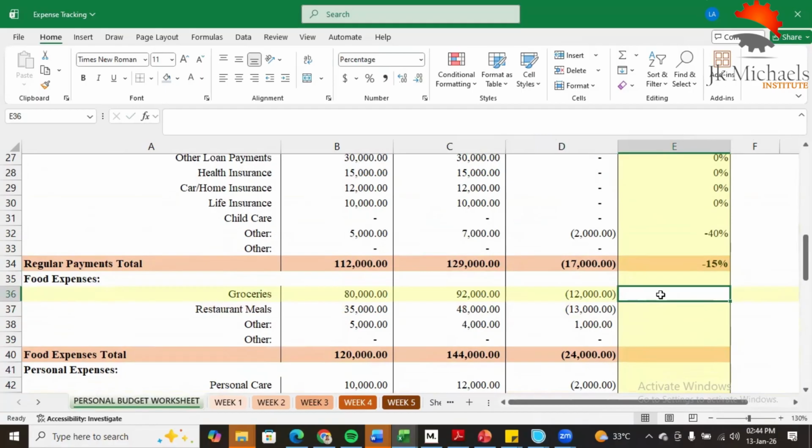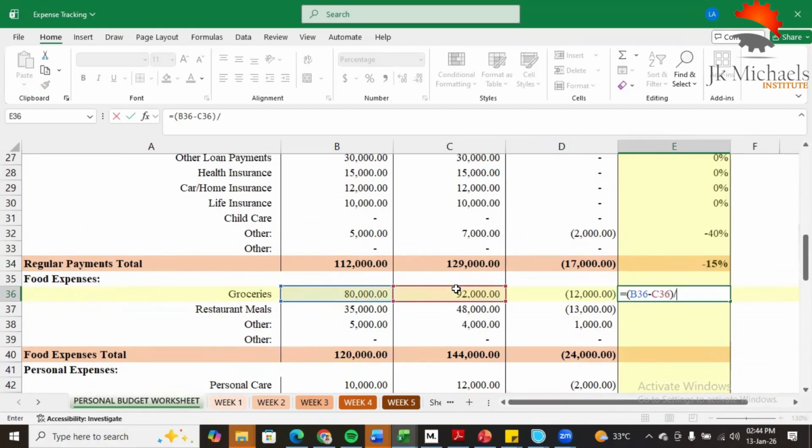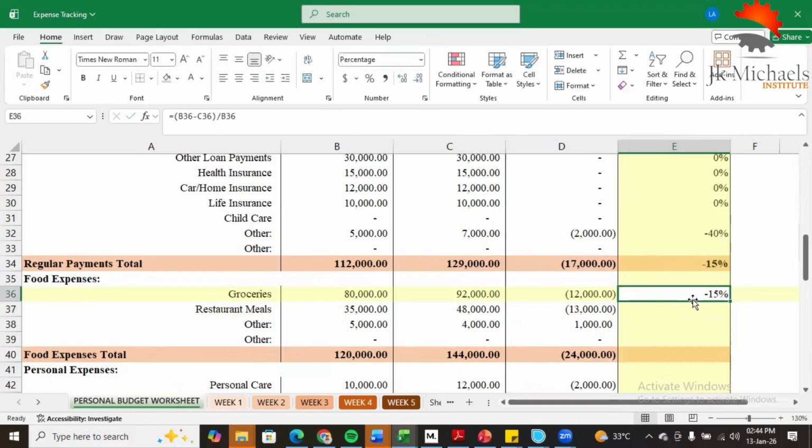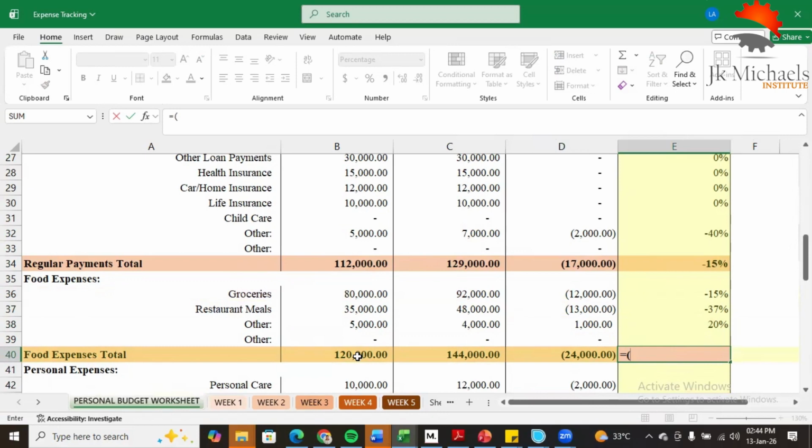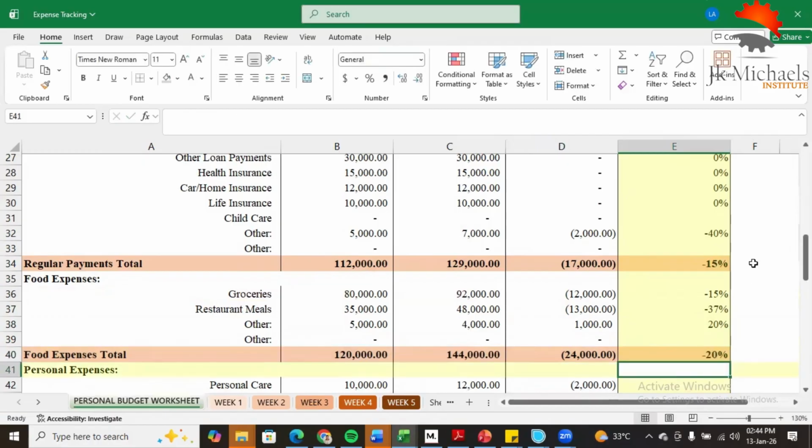Repeat the same thing for food expenses, which will be budget minus actual based on the budget. I say 15% overspend, right? Remove this. And then let's see budget minus actual divided by budget, which is our basis for comparison. It's a 20% overspend, right?